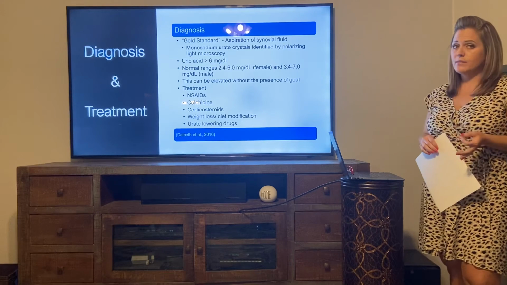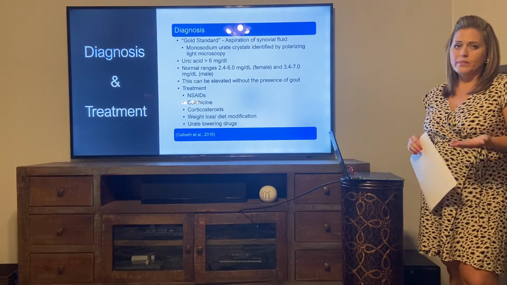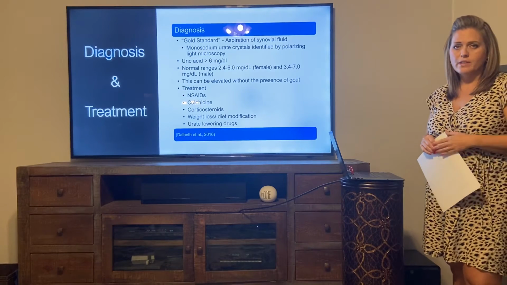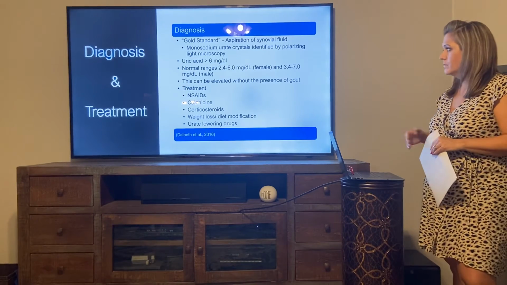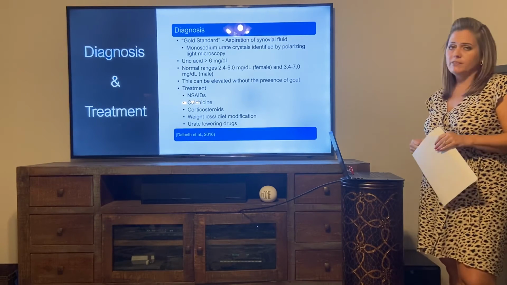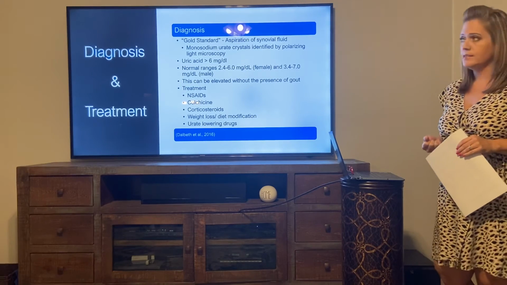However, the uric acid levels can be elevated without the diagnosis of gout. It could be caused for another reason, for another disease process, or caused by something else. So that's not the hard and fast. This is not how we're diagnosing it, just by the elevated uric acid levels.